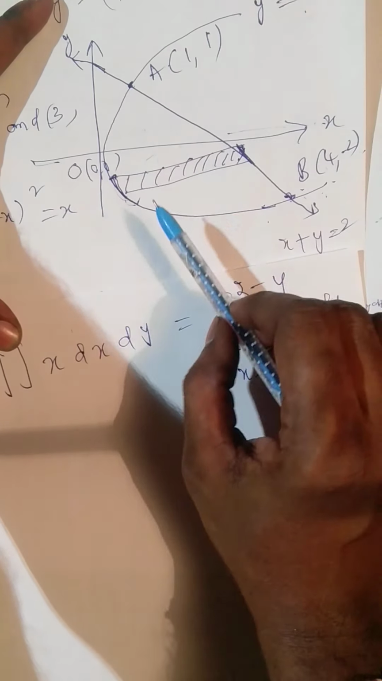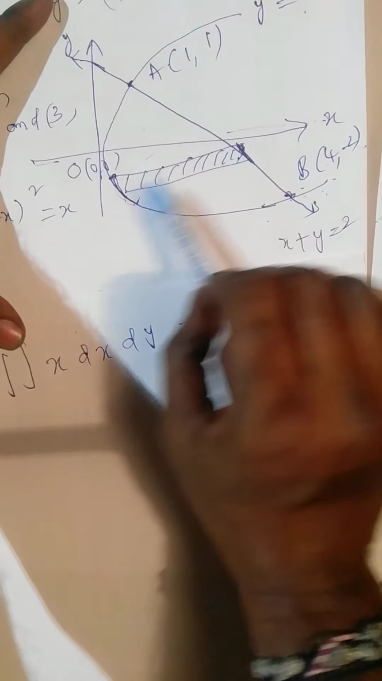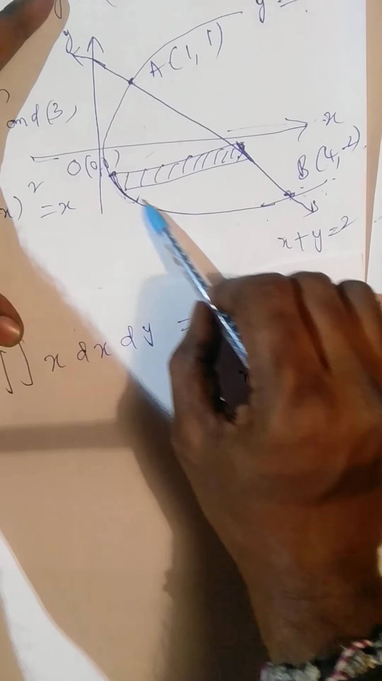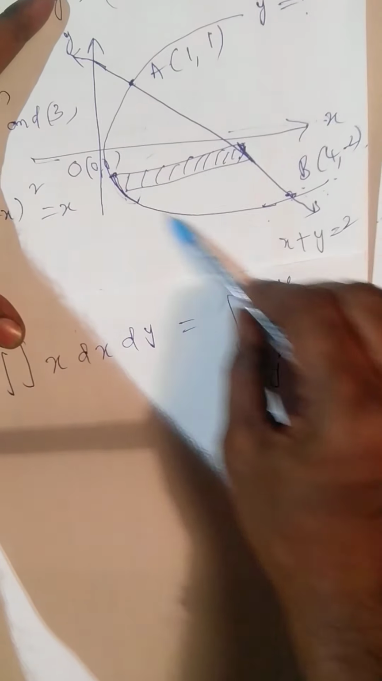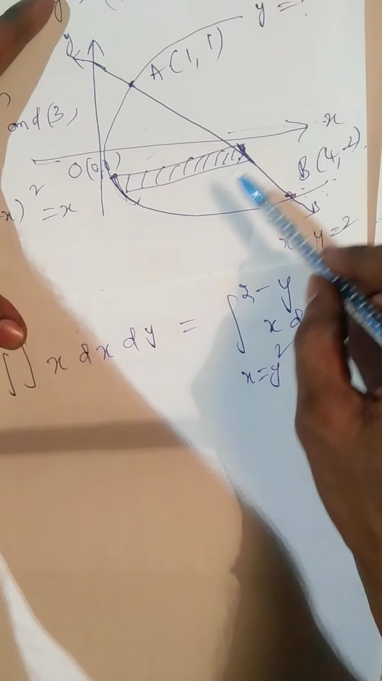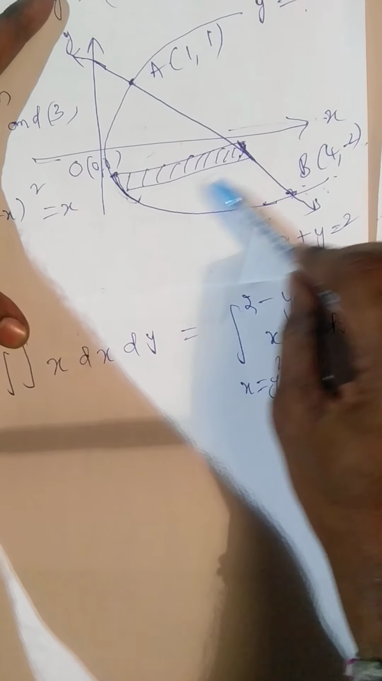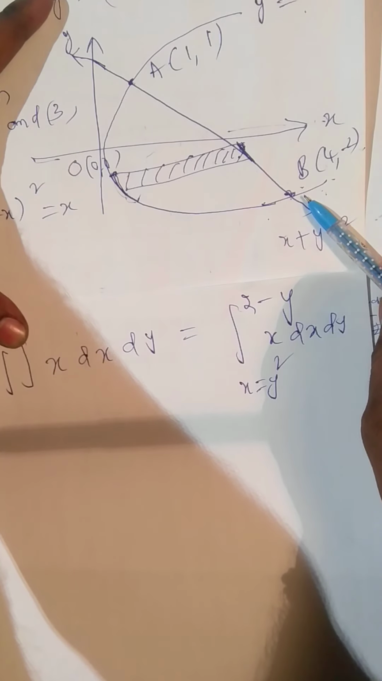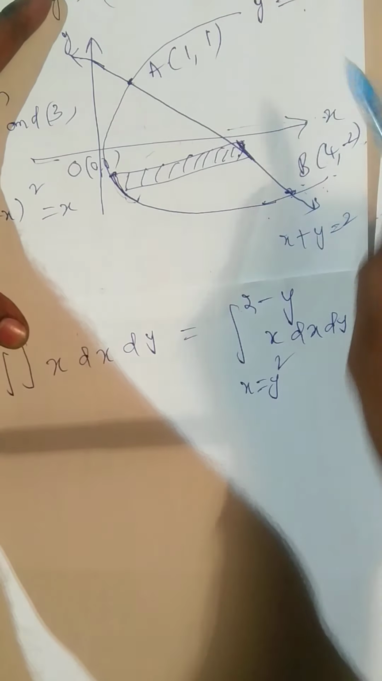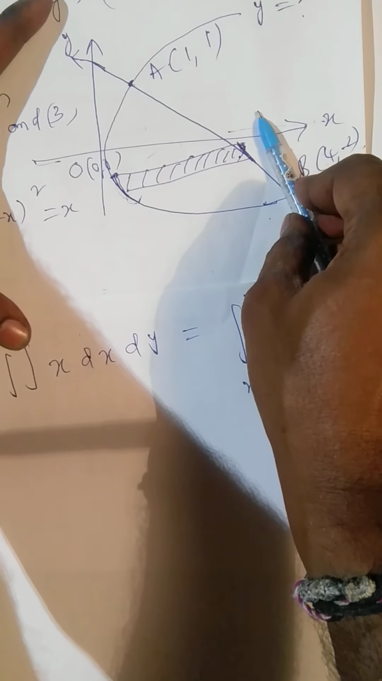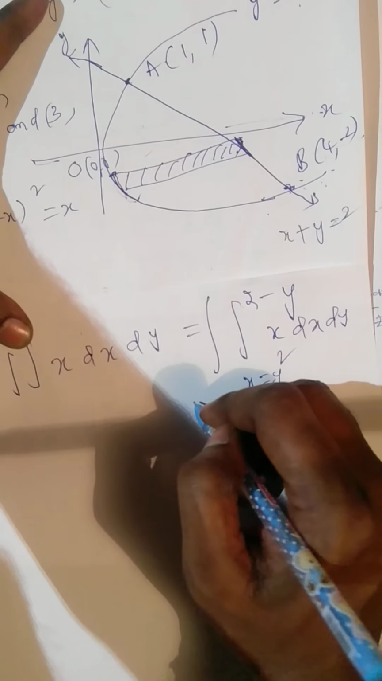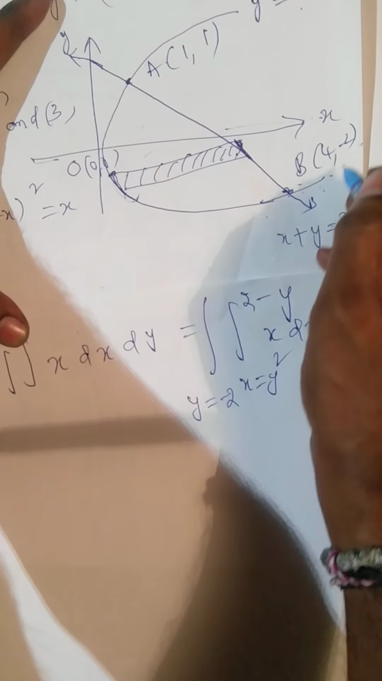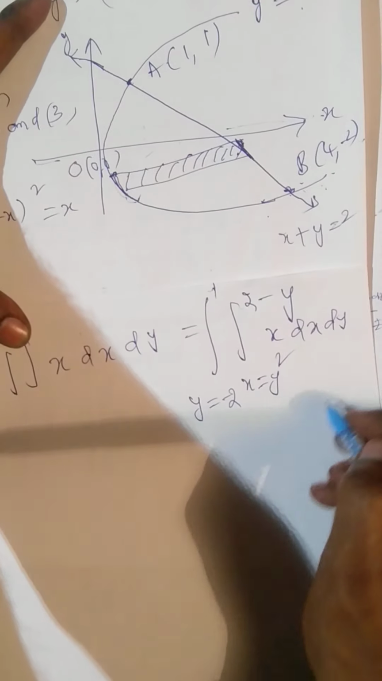Is it clear? So if we consider the horizontal strip here, the lower limit is on the parabola and the upper limit is on the straight line. The parabola x equals y square is the lower limit, and the straight line is x plus y equals 2, so x equals 2 minus y. The x limits are done. Now the y limits are y equals minus 2 to 1, into x dx dy.